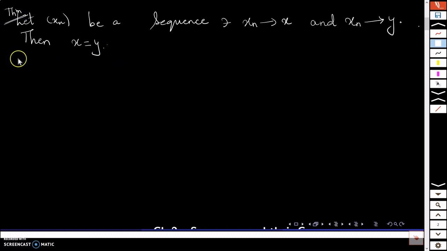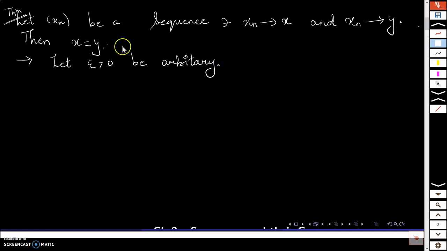Fine. So let's see what is given and what we have to prove. We are given that xn converges to x and xn converges to y. This is given. We have to prove that x is equal to y. So let's start. Supposing epsilon is some positive number, any arbitrary number you can pick up.